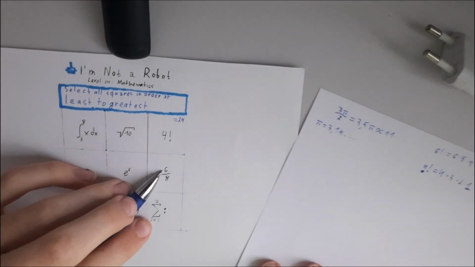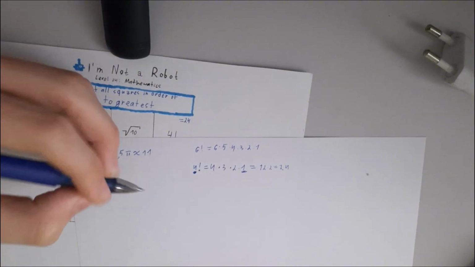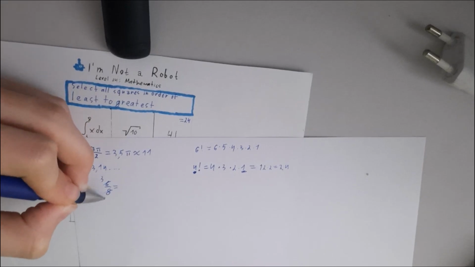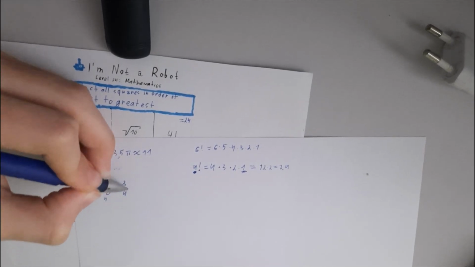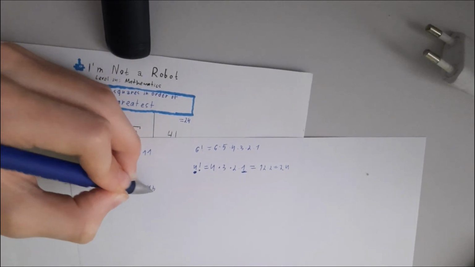Okay, now this is the easiest. So 6 divided by 8 is equal to, if we just do this, 3/4, and it's equal to 0.75.